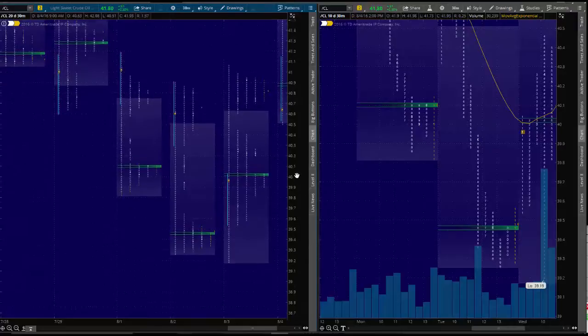But market profile gave me a clue of what was happening. Now, this is a longer term low that I wanted to see. I was very comfortable getting long.